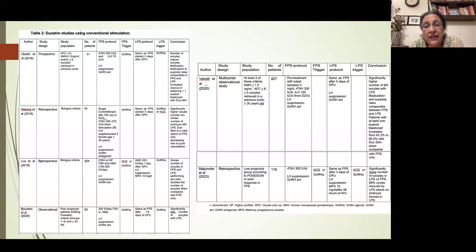So there was a very encouraging paper, and that is the time when I also started Diostim in my center. And this was just around COVID. I started in 2018 truly, but then we had less numbers. After that, we went on to higher numbers, and we did 118 cases where we found significantly more number of oocytes in LPS versus FPS. And 69% of our cycles were rescued by doing LPS, where no embryos were formed in FPS.